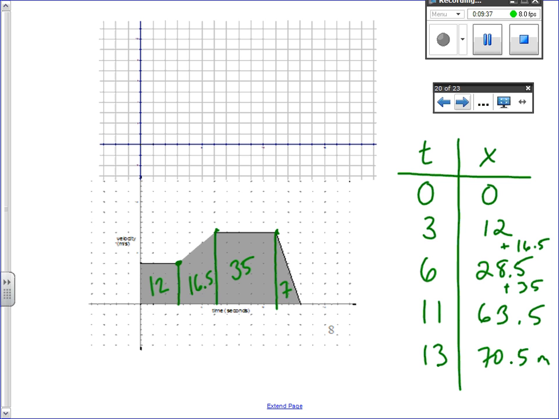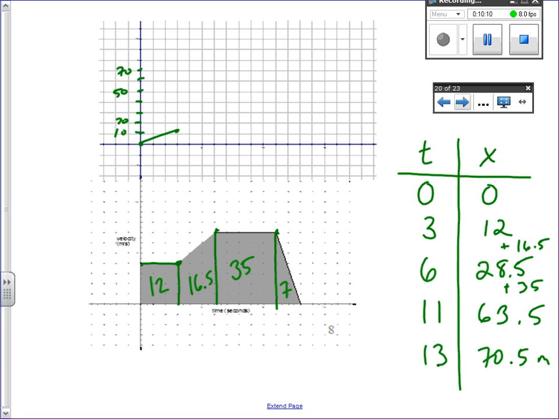So I'm really going to have to change my scale up here. 10, 20, 30, 40, 50, 60, 70. I'm going to start at 0, 0. After 3 seconds, I've gone to 12 meters. And that's going to be a straight line. And the reason it's going to be a straight line is because my velocity here is constant.